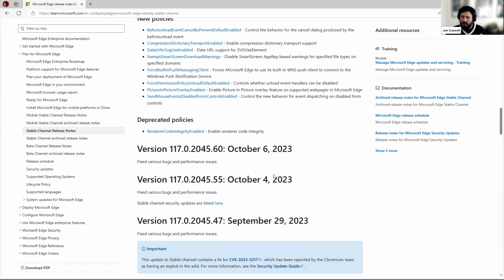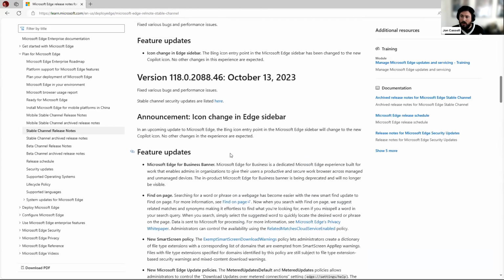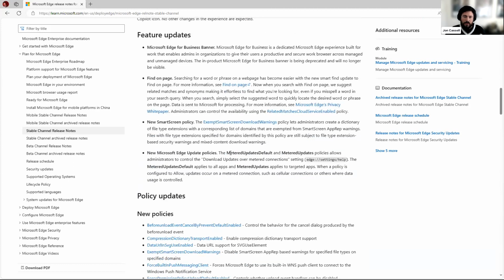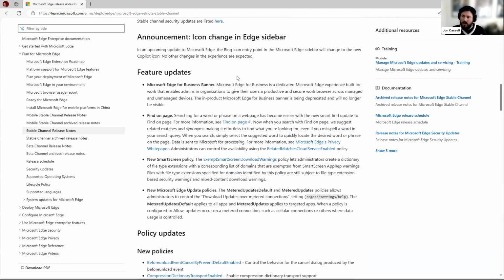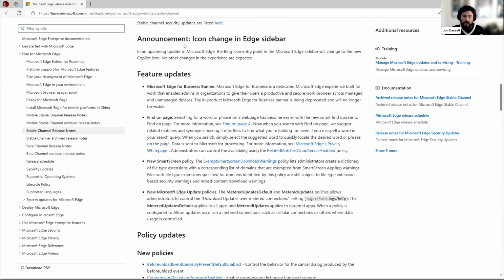The following next releases, not very important. On the 4th as well as the 6th, there were no actual fixes to highlight. Although on the 13th, it's a big feature release. There are new features dropped, as well as a huge change. The icon change in the Edge sidebar. It's now changing from the Bing icon to the Copilot icon. Look out for that. That's a really big deal.